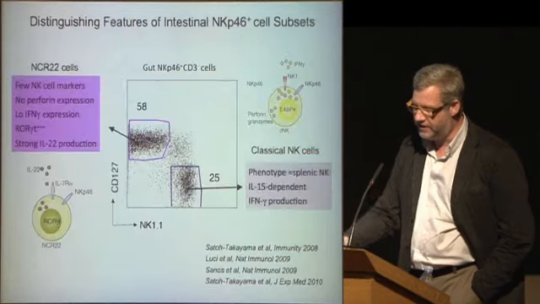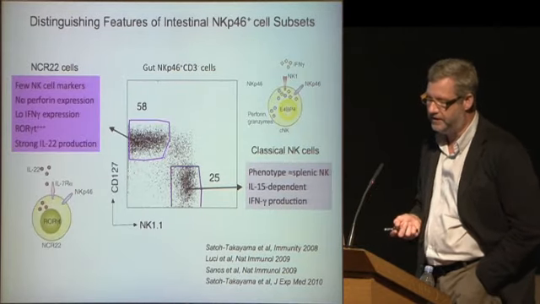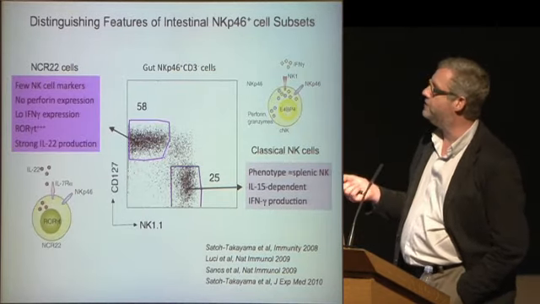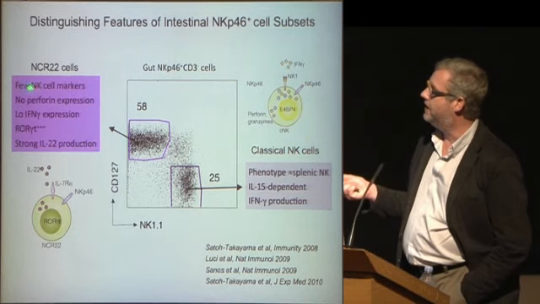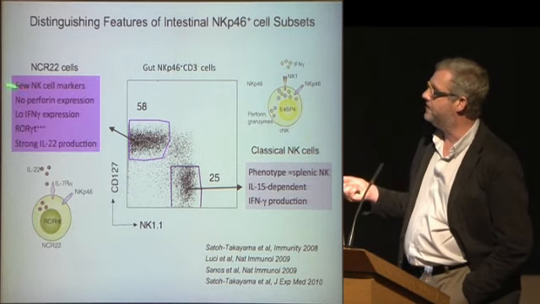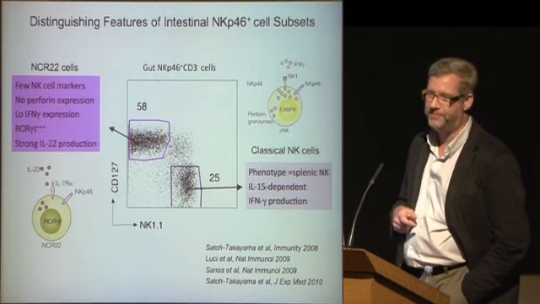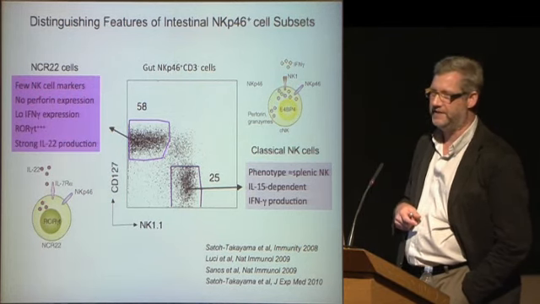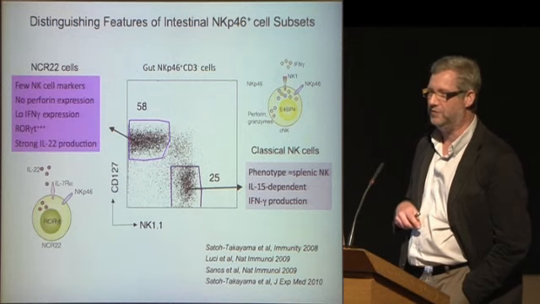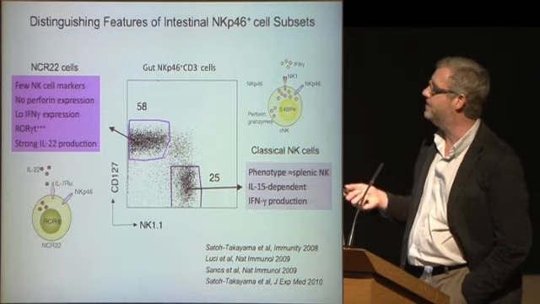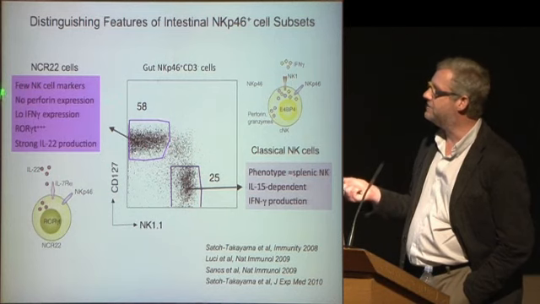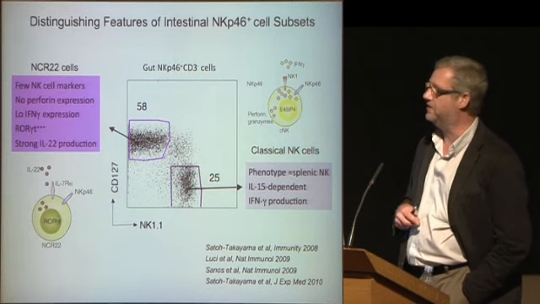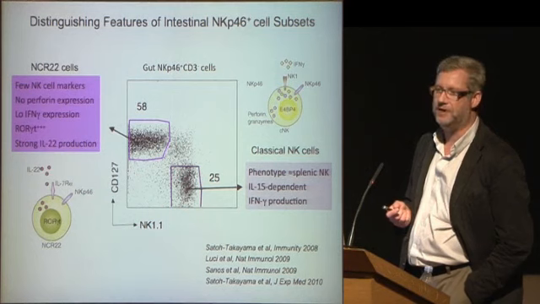So I won't show you all the data, but just to summarize these findings, Naoko went on to show that these atypical NK cells had very few NK cell markers. They didn't express any of the receptors that we normally associate with NK cells, which are important for either activating or regulating the function of the NK cells. Moreover, they didn't express any of the effector functions of NK cells, including perforin or gamma interferon.